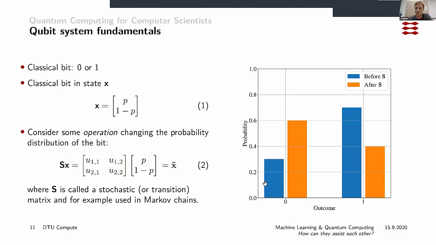So if you look at the figure over here, it corresponds to being in the blue state, then applying the S matrix, and then we're in the red state. I'm sorry, the orange state right here.